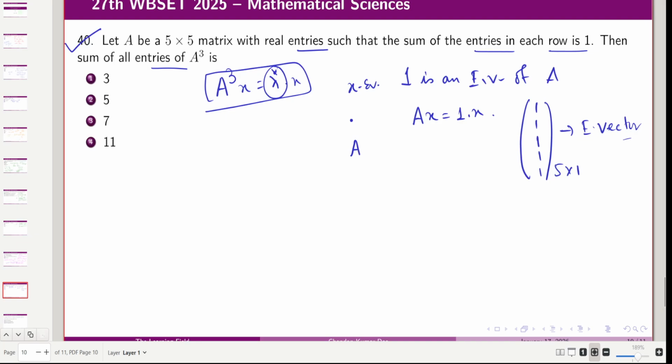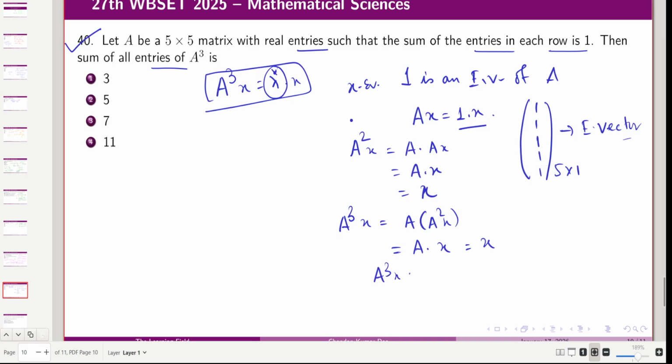So now we can find that A square X is equal to A into Ax, and Ax means X, that is A into X, this is again X. Now A cube X is equal to A into A square X, and A square X means X, this is again X. That is A cube X is equal to 1 into X. That is, 1 is also the eigenvalue of A cube.